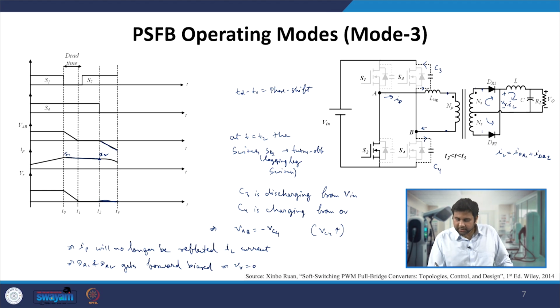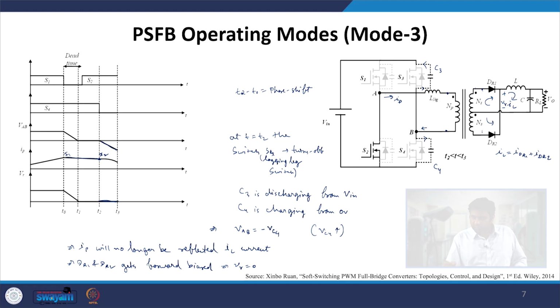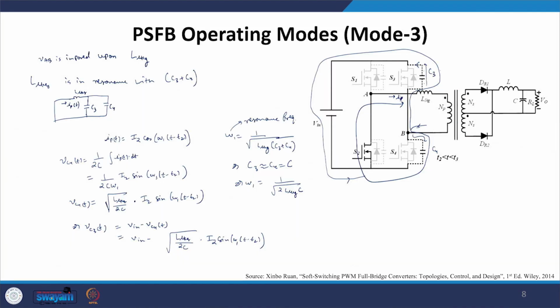That's when DR1 and DR2 get forward biased. The moment DR1 and DR2 get forward biased, the voltage across the primary winding is 0 and the entire VAB appears across the L leakage. As a result, this L leakage will be resonating with the C3 and C4 capacitors, and that's when we derive our Vc4 and Vc3 voltages.